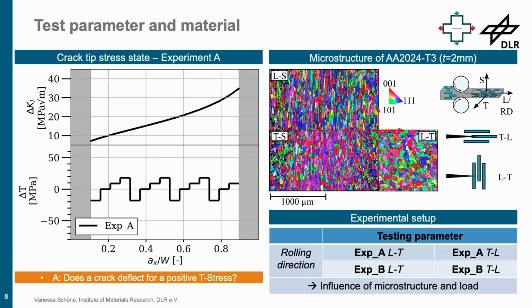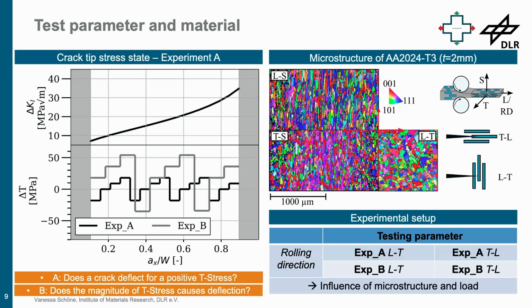So, the test setup. In the first experiment, we stated the hypothesis: does the crack deflect if a positive T-stress is applied? Therefore, we set up a delta T range based on the assumption of the simulation, using significant sub-steps to increase delta T between negative and positive values. In the second experiment, we address the hypothesis: does the magnitude of T-stress cause crack deflection? Therefore, the delta K range remained identical.